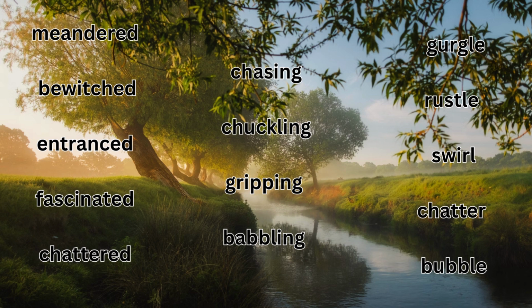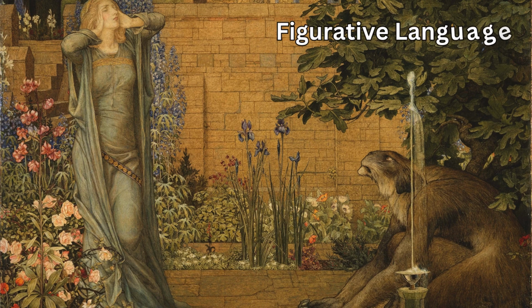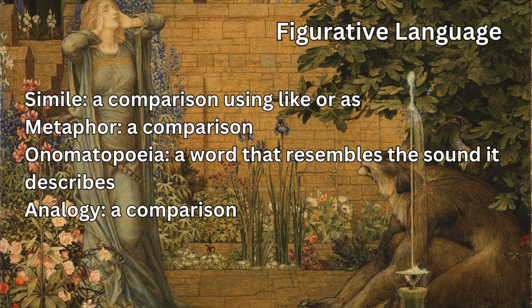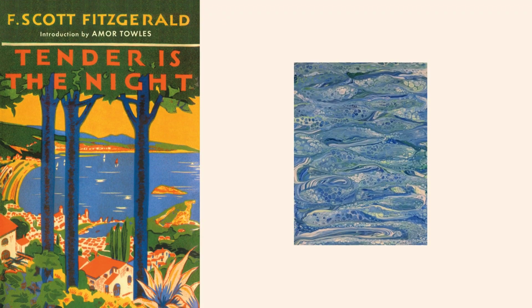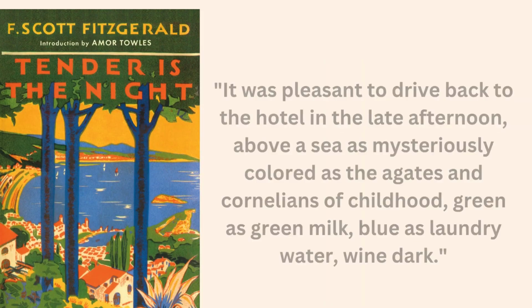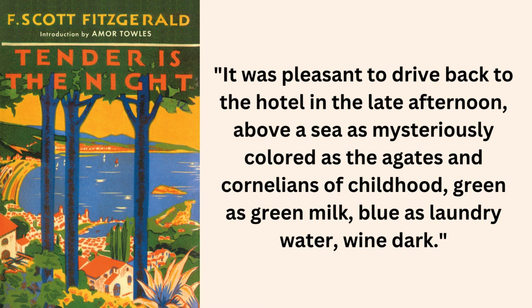All right. Finally, let's talk about figurative language. Often, descriptive writing includes similes, metaphors, onomatopoeia, and analogy to bring a scene to life. To explore figurative language, let's look at another example. Here we have a piece from Tender Is the Night by F. Scott Fitzgerald. Watch for the figurative language. It was pleasant to drive back to the hotel in the late afternoon, above a sea as mysteriously colored as the agates and cornelians of childhood, green as green milk, blue as laundry water, wine dark.